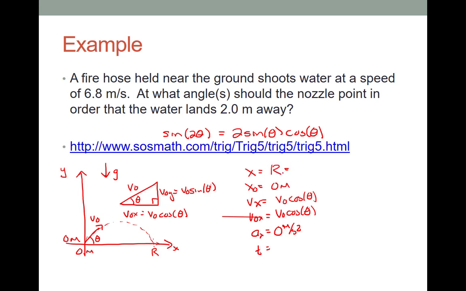And since I'm here, I just want to make a quick list of the things that I know so I can plug them in easier later. I know the range in this case is 2 meters, and the initial velocity is 6.8 meters per second. I will plug them in, I'm just not doing it yet.